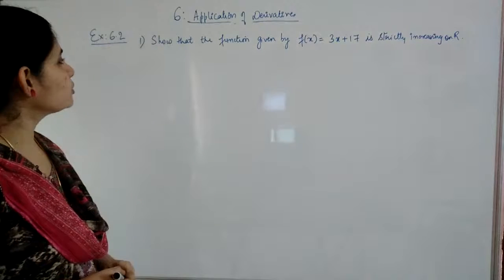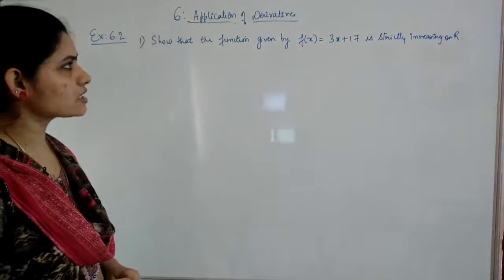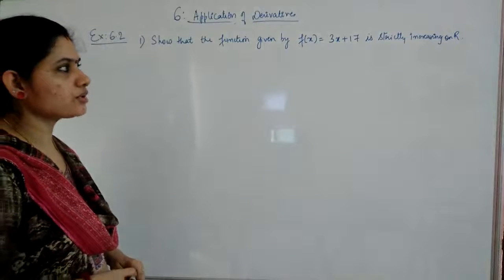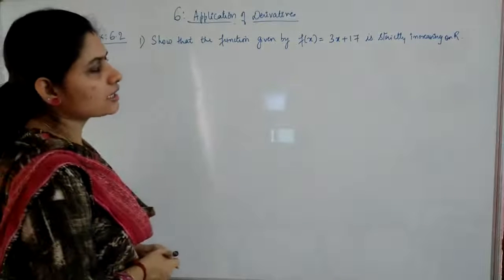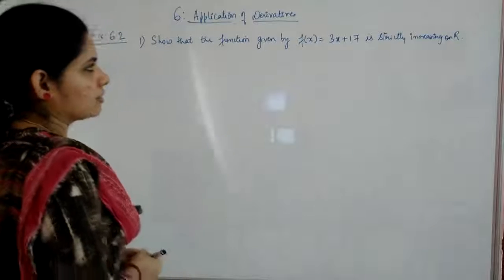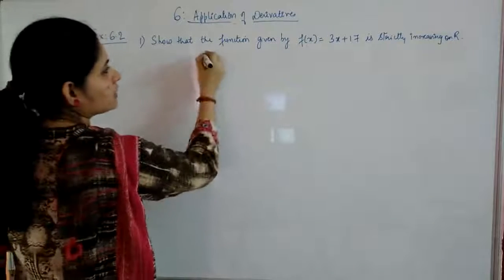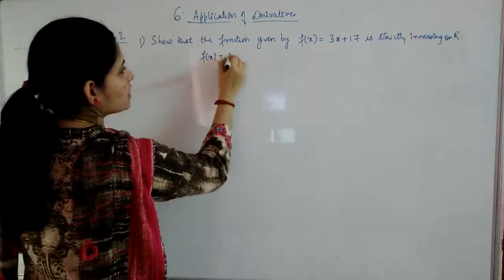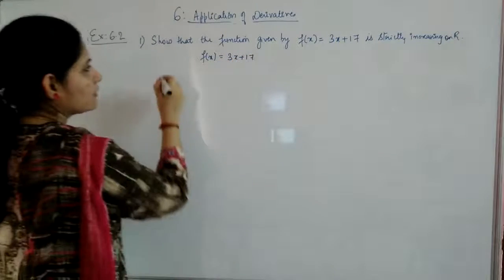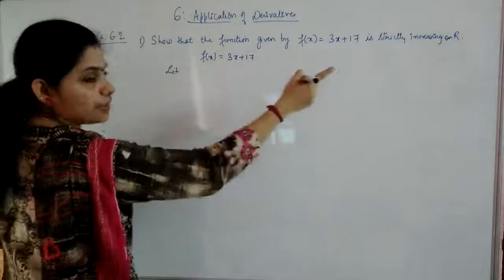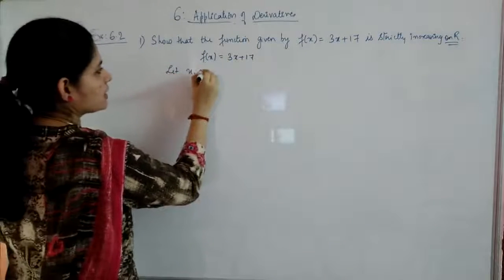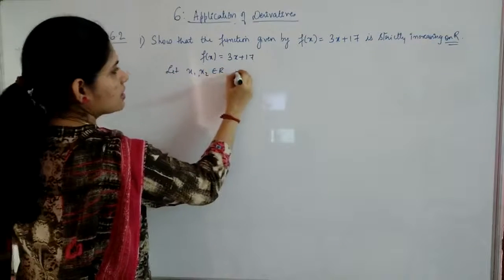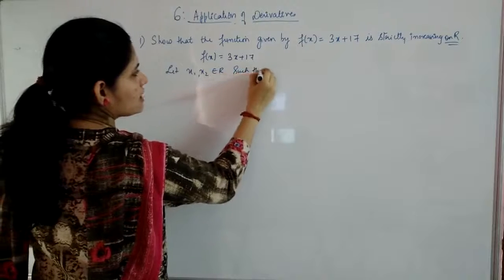Exercise 6.2, question number 1 is show that the function given by f of x equal to 3x plus 17 is strictly increasing on R. So we will start with the function f of x equal to 3x plus 17. First we will choose two elements from R because we have to check on R. So we are taking let x1 and x2 belong to R such that one is less than the other.